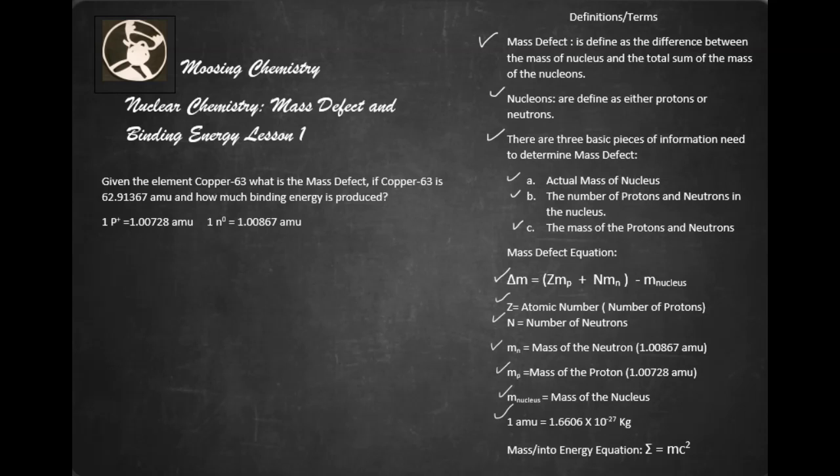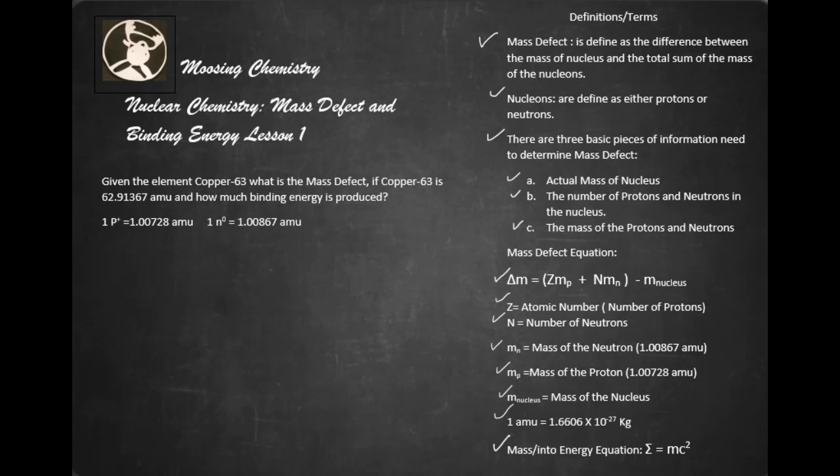1 AMU is equal to 1.6606 times 10 to the negative 27 kilograms. Sometimes people call it 1.66 times 10 to the negative 27 kilograms, but it really doesn't matter. And then, of course, the mass into energy equation, the famous Einstein equation, E equals mc squared.